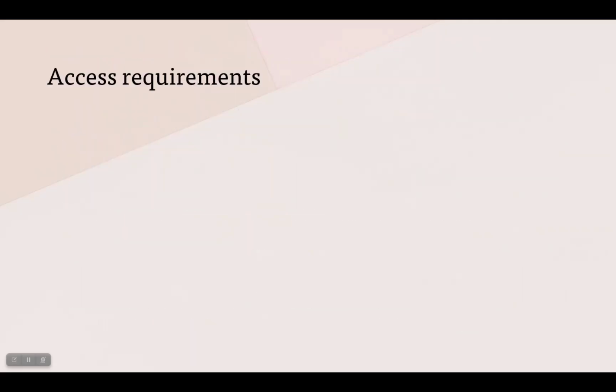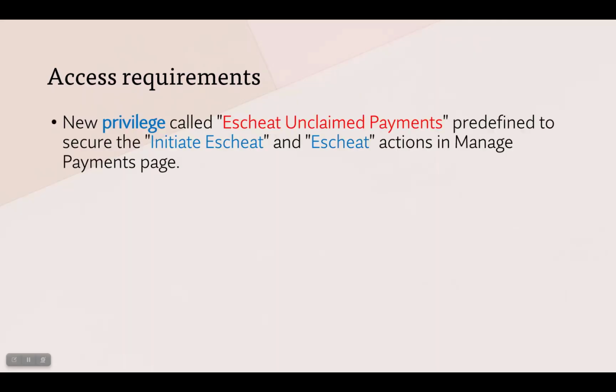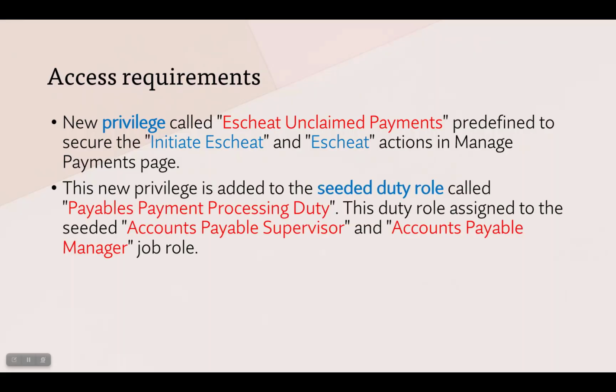What is the access requirement to use this feature? First of all, we have a privilege called Escheat Unclaimed Payment. It's predefined to secure the initiate escheat and escheat actions in the manage payment page. Also, a new privilege is added to the seeded duty role called Payables Payment Processing Duty. This duty role is assigned to the seeded Accounts Payable Supervisor and Accounts Payable Manager job roles.